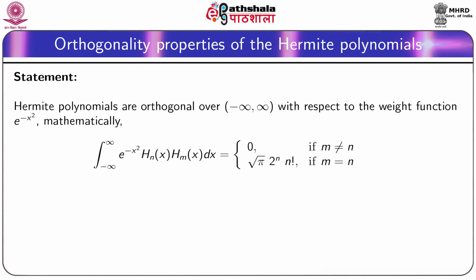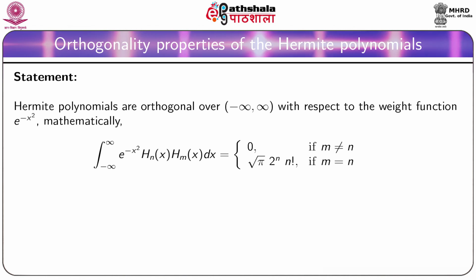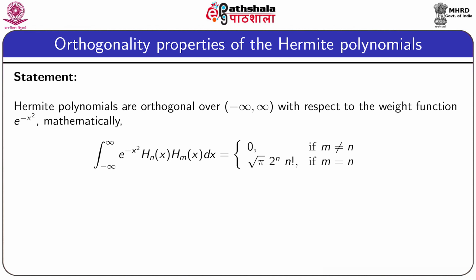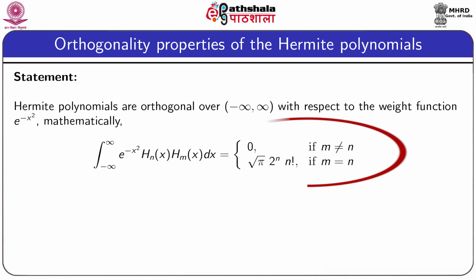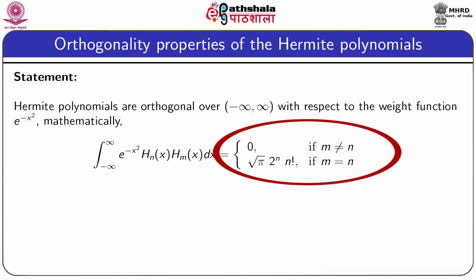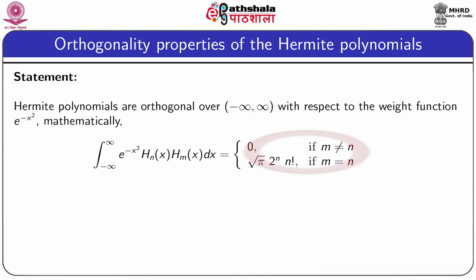So, Hermite polynomials are orthogonal over minus infinity to plus infinity with respect to the weight function e to the power minus x square. Mathematically, this means integration minus infinity to plus infinity e to the power minus x square H_n(x) H_m(x) dx is equal to 0 if m is not equal to n, and is equal to root pi 2 to the power n into n factorial if m equals n.